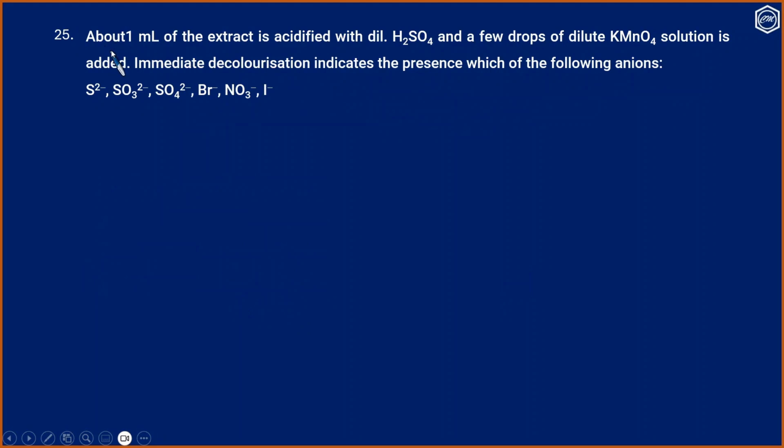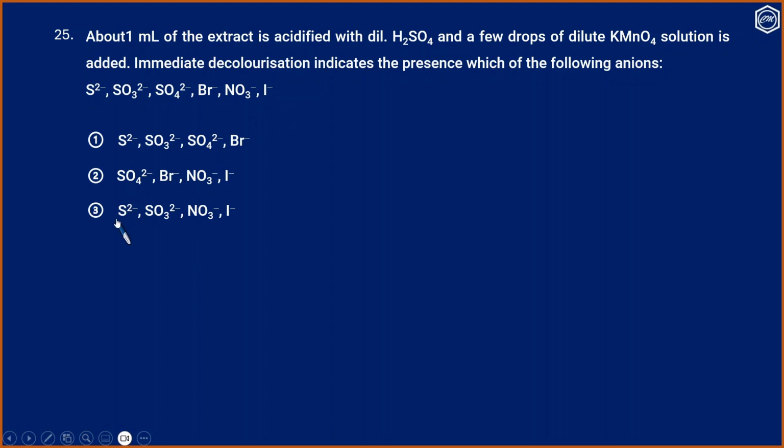Question number 25. About 1 ml of the extract is acidified with dilute sulfuric acid and a few drops of dilute KMnO4 solution is added. Immediate decolorization indicates the presence of which of the following ions? Sulfide, sulfite, sulfate, Br-, nitrate, I-. Option 1, option 2, option 3, option 4.